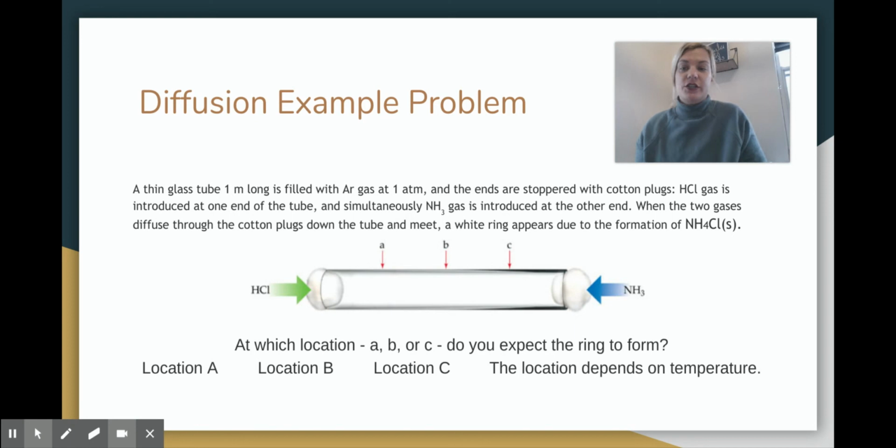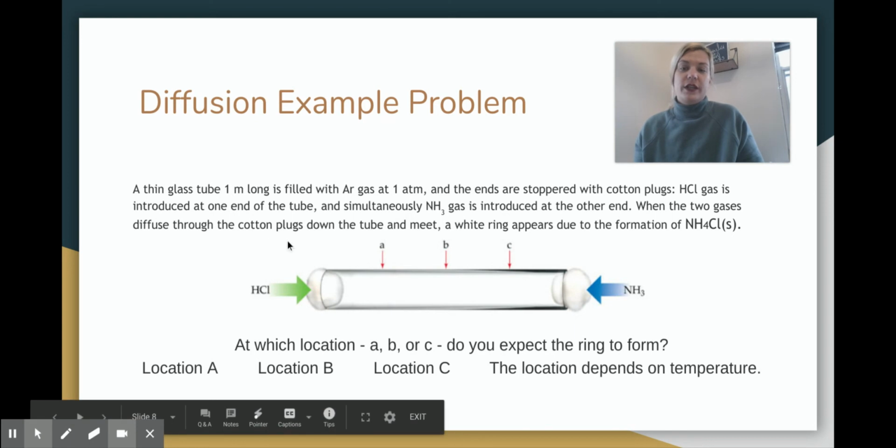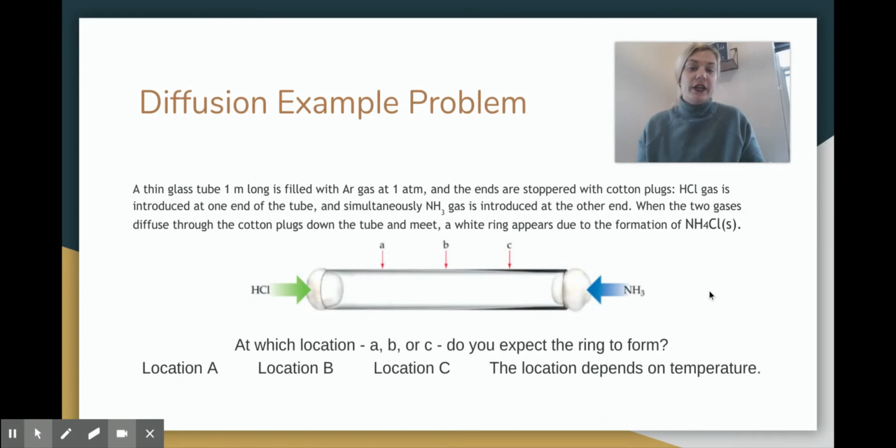HCl gas is introduced on one side of the tube. So we're putting HCl gas over here and NH3 over here at the other end. When the two gases diffuse through the cotton plugs down the tube and meet, a white ring will appear due to the formation of ammonium chloride solid. Okay. So the question is, at what location, A, B, or C, do you expect the ring to form?